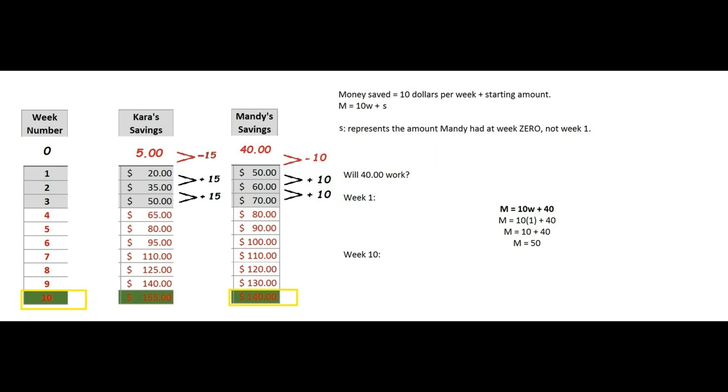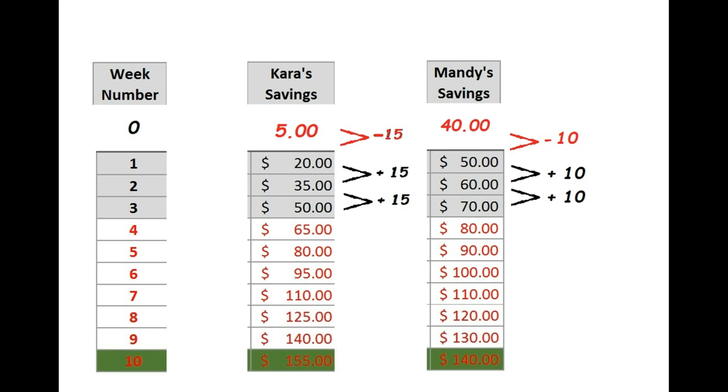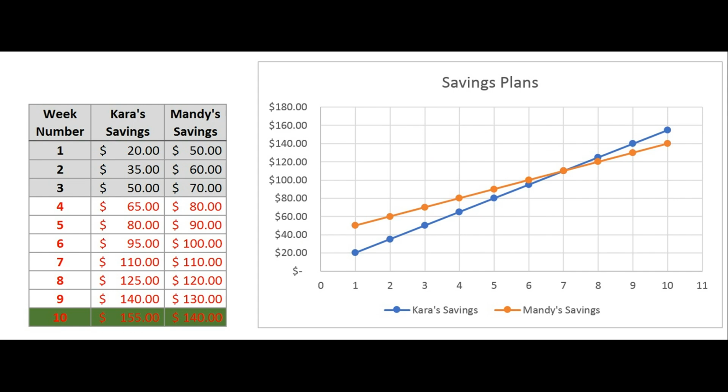Now let's check it again with week 10. And here we go. We have 10 times 10 plus 40. 10 times 10 is 100. 100 plus 40 is 140. So yes, that works out just fine. So for Mandy's formula, it's 10W plus 40. All right, 10W plus 40. And here we have our chart again.